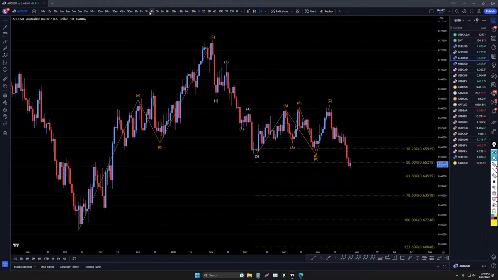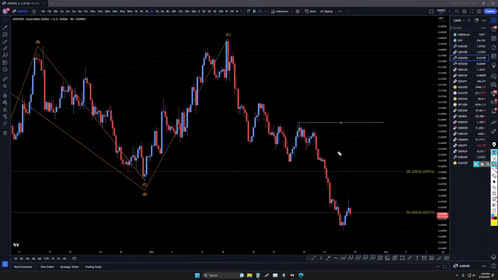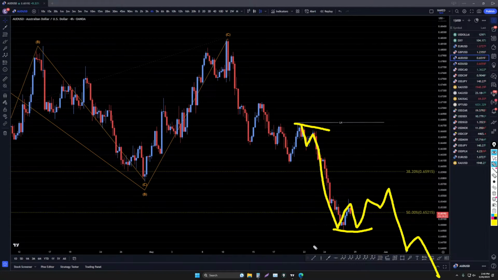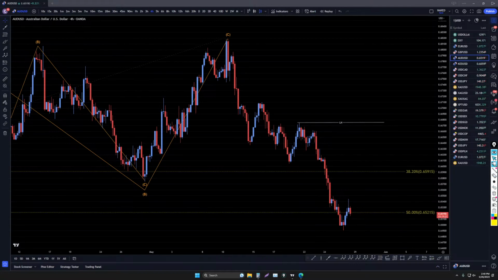But either way, it looks like it has a decent amount of downside potential left. So let's take it down to the 4-hour time frame. I think this is also trying to make a 1, 2, 3, 4, 5 type thing, and it's probably going to end a trend that started right here, and then probably go up and make a correction, and then later on, maybe next week, continue that downtrend.